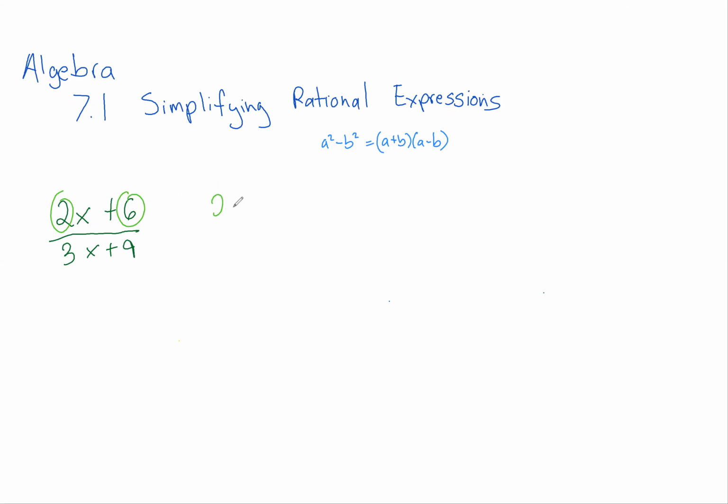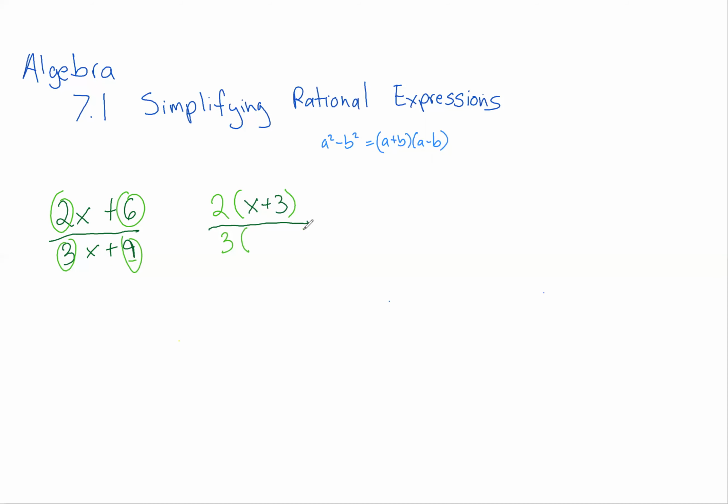So we're going to have 2 times, and what's left over, 2x divided by 2 is just x. 6 divided by 2 is 3. And again, that's because we could pull or divide out a 2 from each of those terms. So let's look down at the bottom. There's a 3 multiplied in this term, and there's another 3 multiplied in the second term. So we can pull a 3 out from each of those.